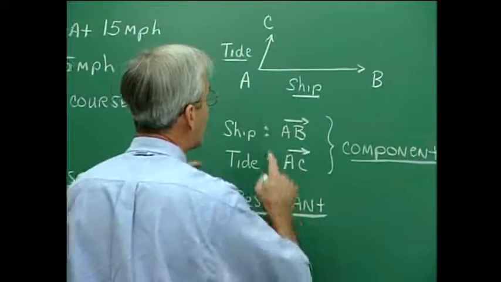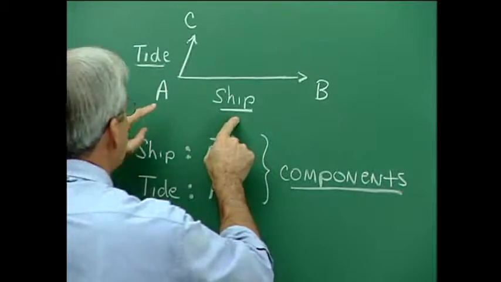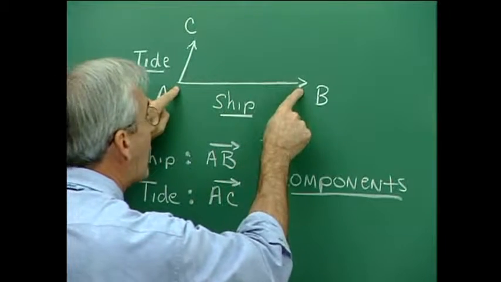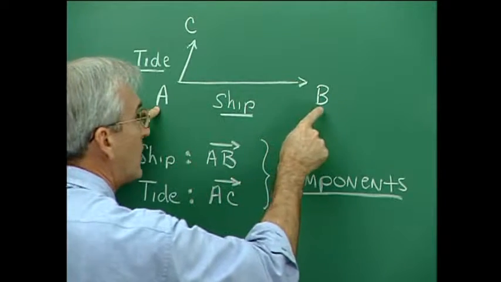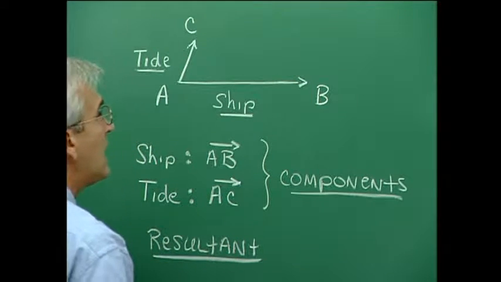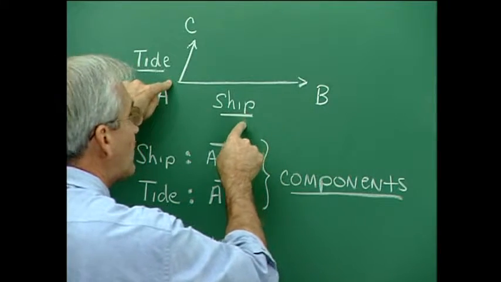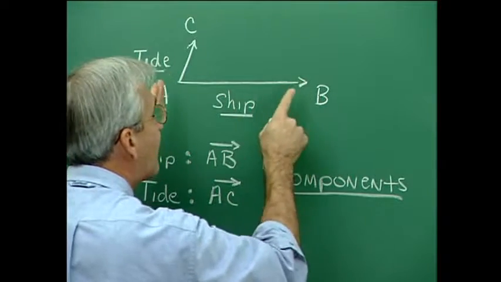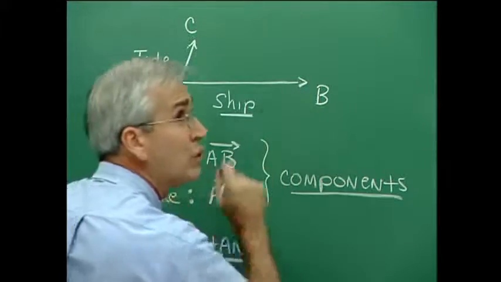We can represent the ship vector and the tide vector using a directed segment. Now, for the ship, it's a segment which has direction given by the arrow at the end of the segment. Now, there's an initial point A and a terminal point B involved with this vector idea, with this little arrow arrangement. The direction of the arrow corresponds with the direction of the ship. Remember, the ship is going due east, so we cause the arrow to go due east, you see.